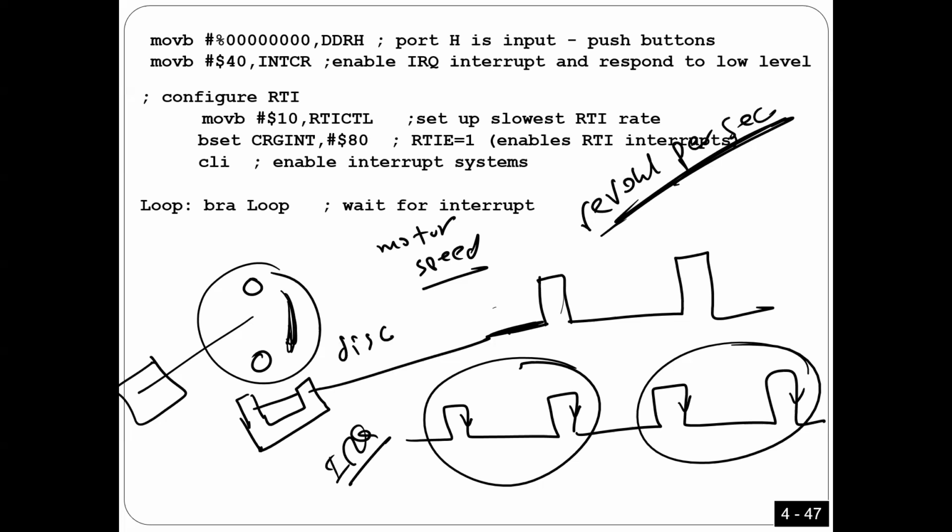Anyway, next time I'm going to explain this program. What this program is doing is, you have IRQ, which should count how many IRQ interrupts we have, and it should display this number on the 7-segment display.